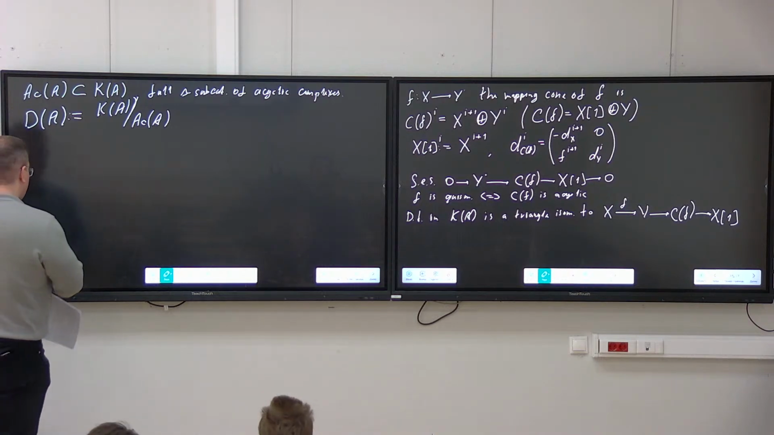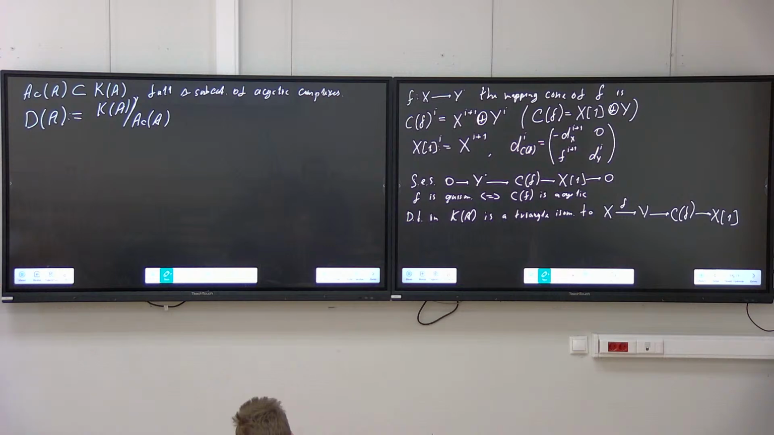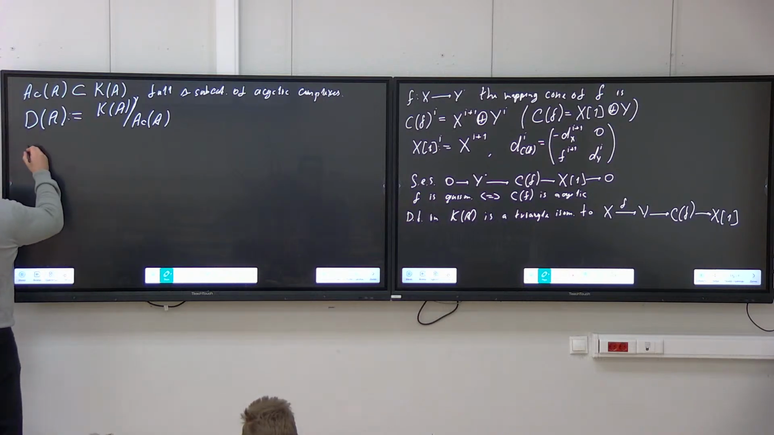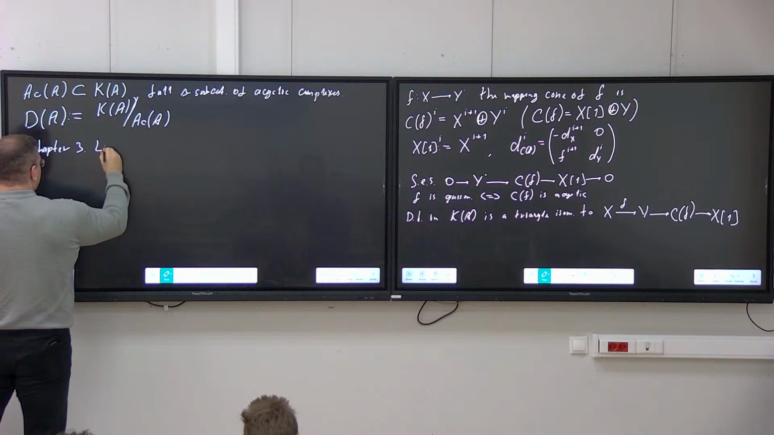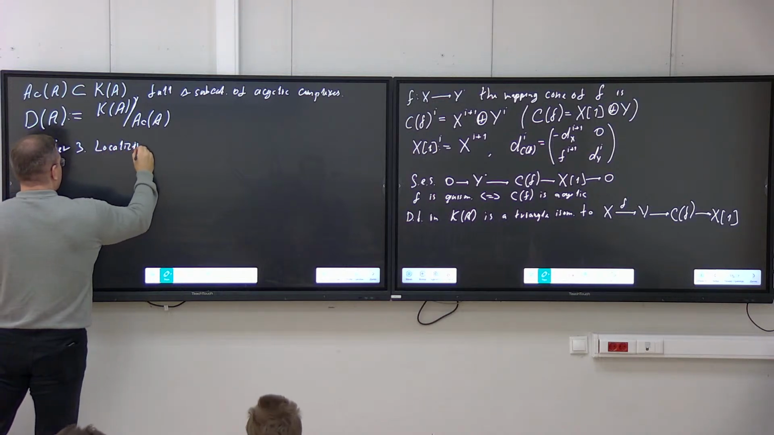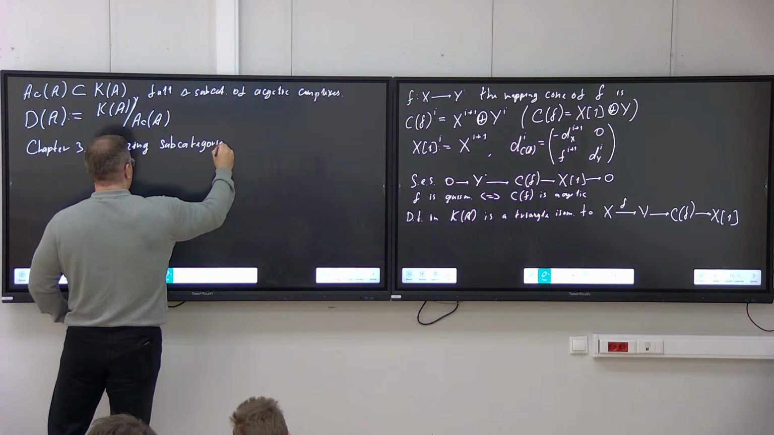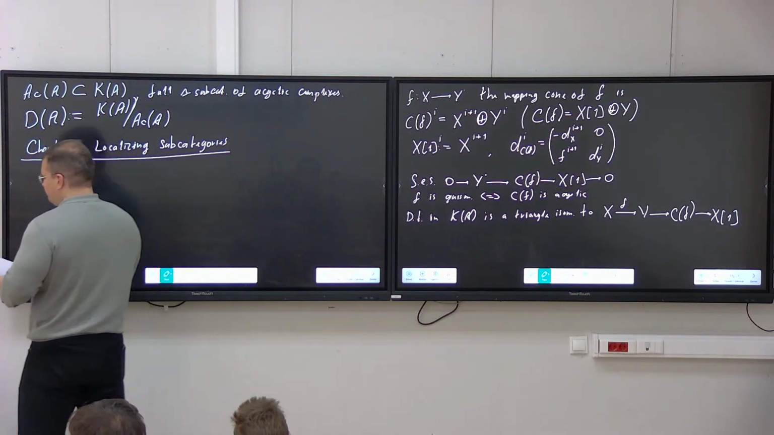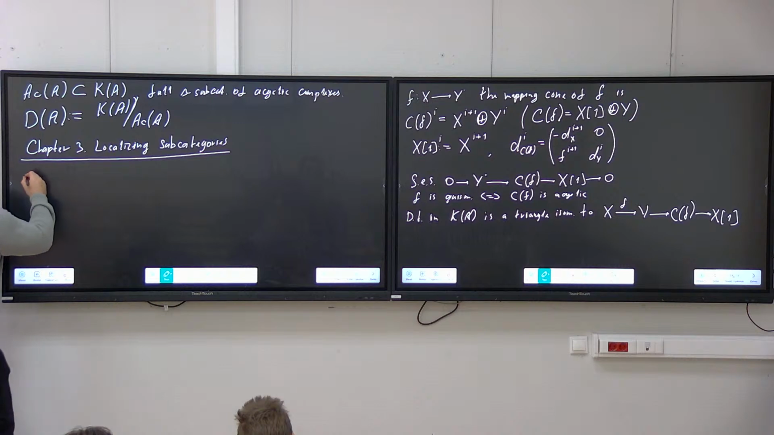Okay, so let me start a new chapter. I've done this because we discussed the abstract theory of triangulated categories, and here are some explicit examples. Actually, these are the most interesting examples for us. Almost all triangulated categories that we're going to consider are the derived categories of some abelian categories. Okay, so chapter 3: Localizing subcategories. Well, there will be more than just localizing subcategories in this chapter, so let me separate this into several sections.